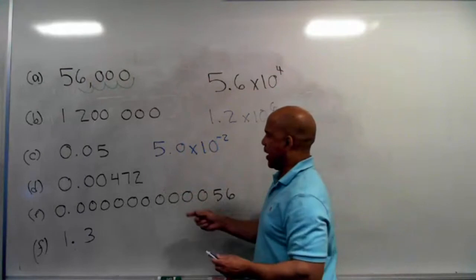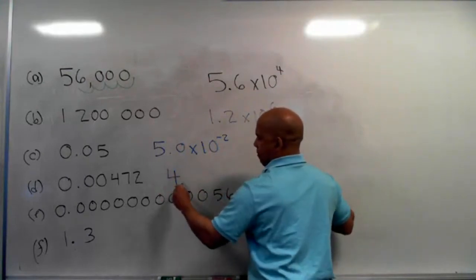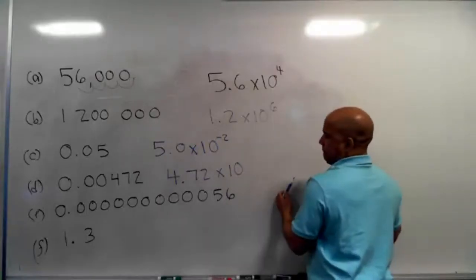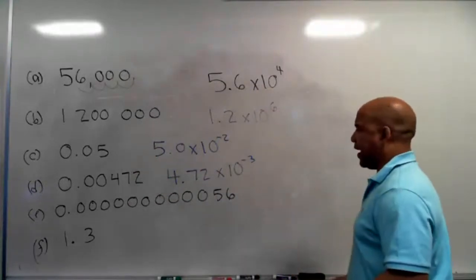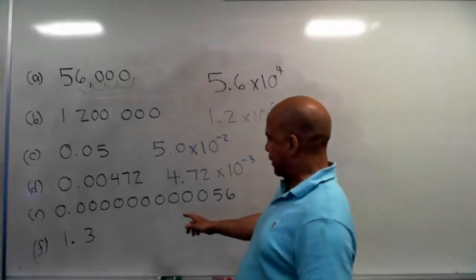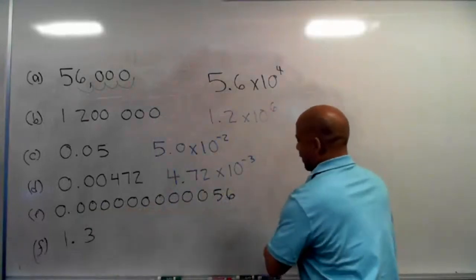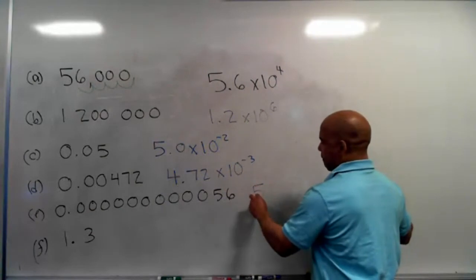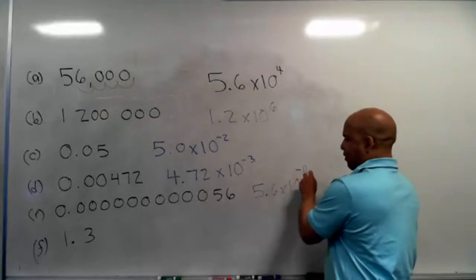And then this one, the same way. I'm going to move it over and get what? 4.1 times 10 to the what? Negative 3. All right, so these two numbers are between 0 and 1, so I wrote the exponents as negative. This one, I didn't have my glasses when I counted this. I think there's 10 zeros here, if I count it correctly. Then this will be 5.6 times 10 to the negative 11. Is that right? That's what I got.